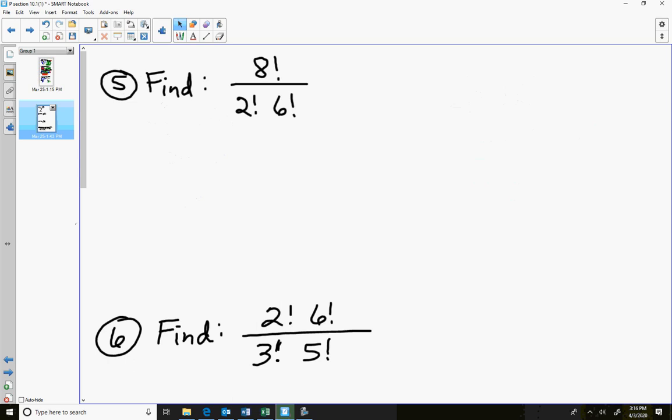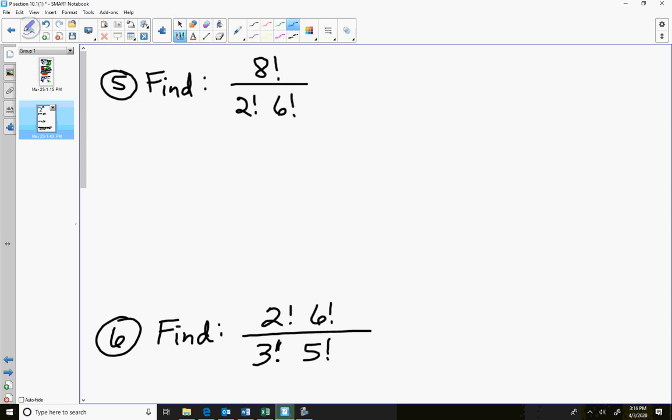All right, number 5. Find 8 factorial divided by 2 factorial, 6 factorial. We are going to do this problem twice. Once the long way, and then I'm going to show you a shortcut.